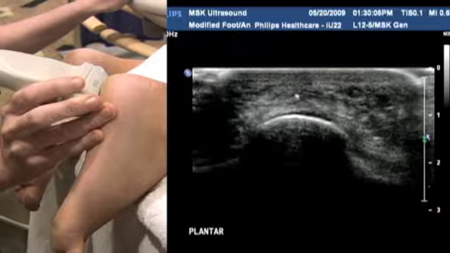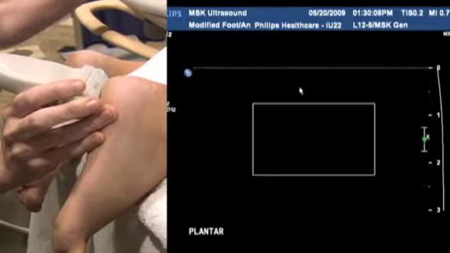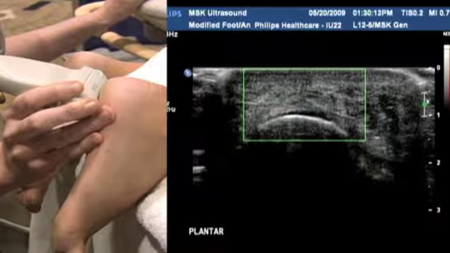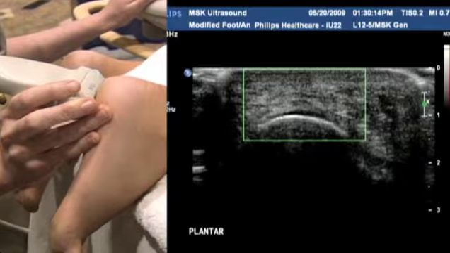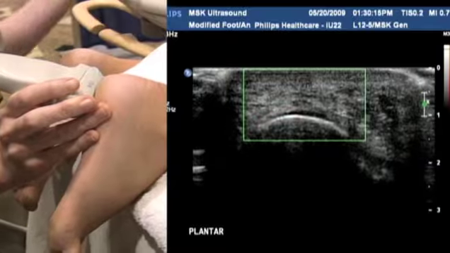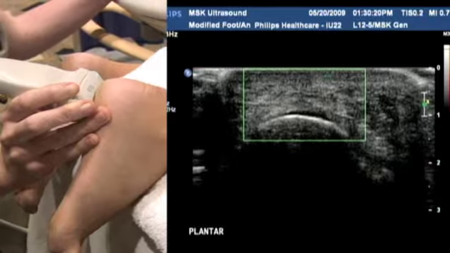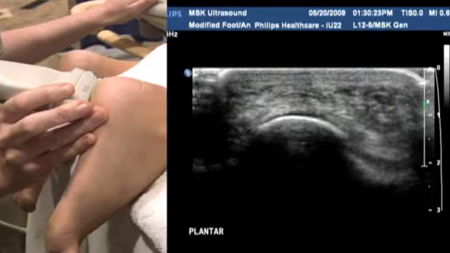If this starts to look anechoic in any way, or if it demonstrates increased blood flow on power Doppler, you can start to be concerned about an inflamed heel pad or edema in the heel pad, which is something that's relatively common, particularly in athletes.